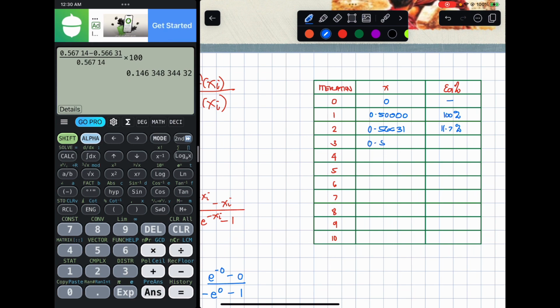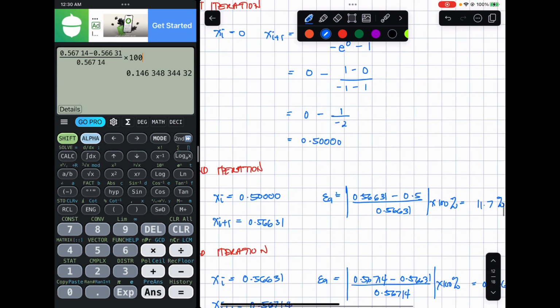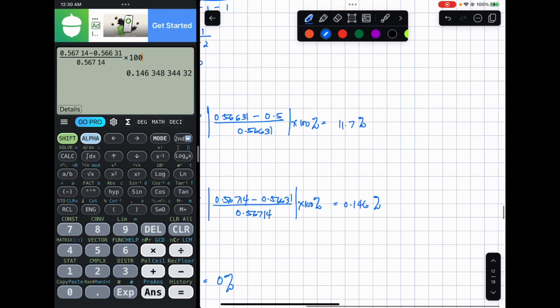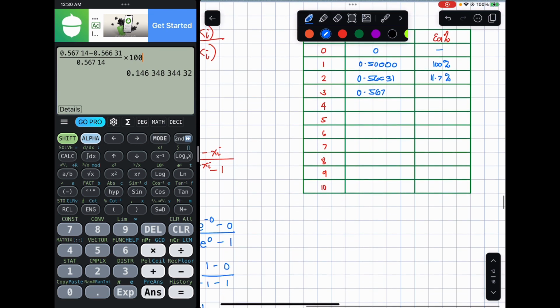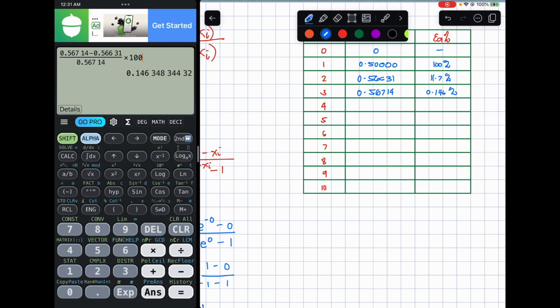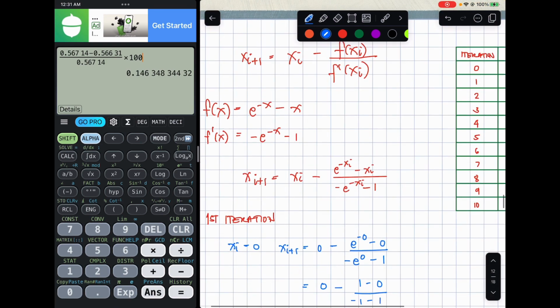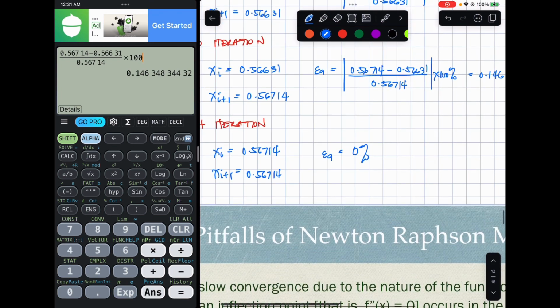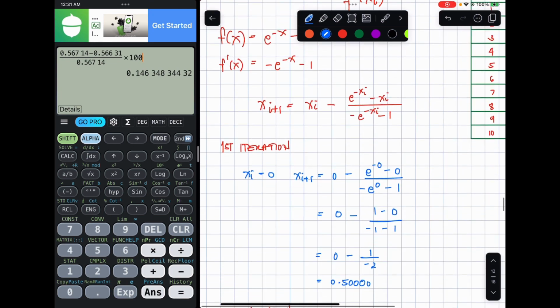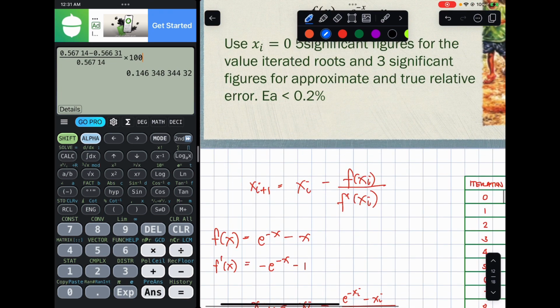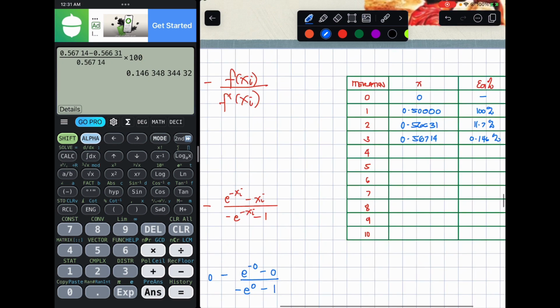Then 0.56714, 0.146. And it's already below the stopping criterion of 0.2. So this one is 0.146%. And as you can see here, the Newton-Raphson is very fast as compared to the simple fixed point iteration.